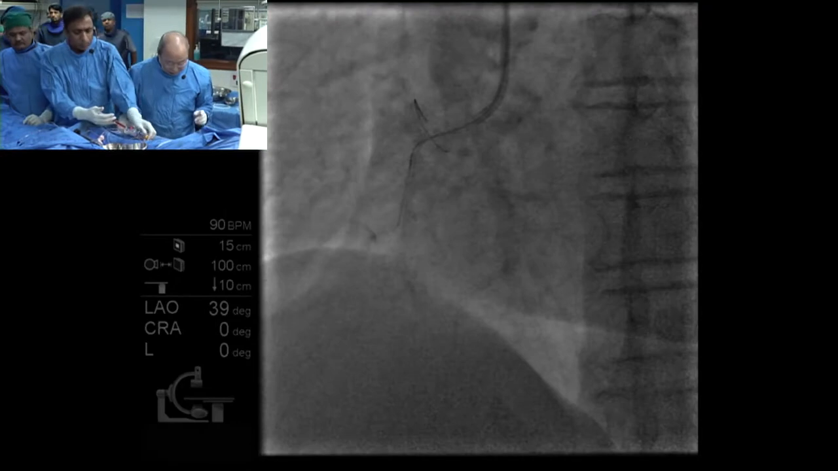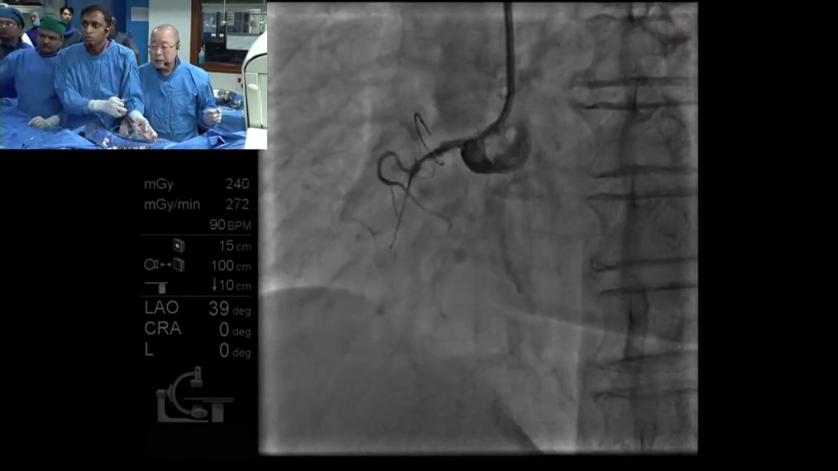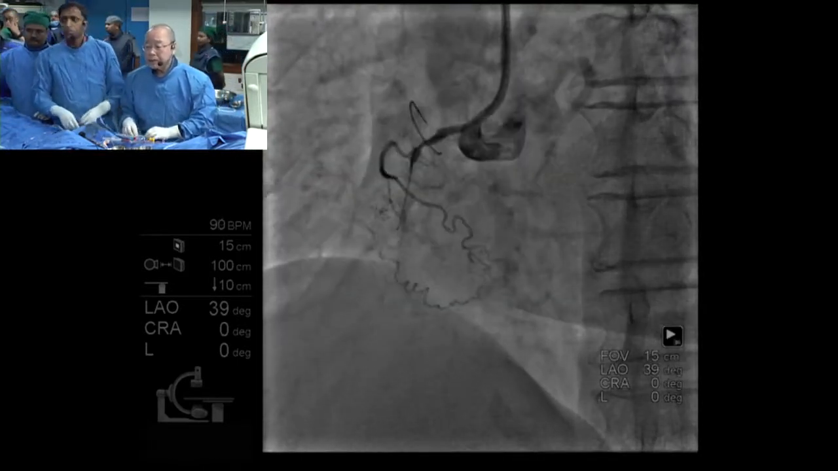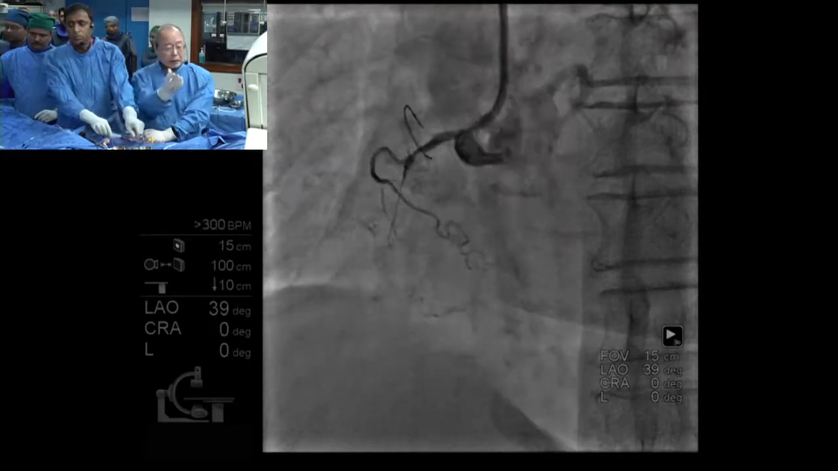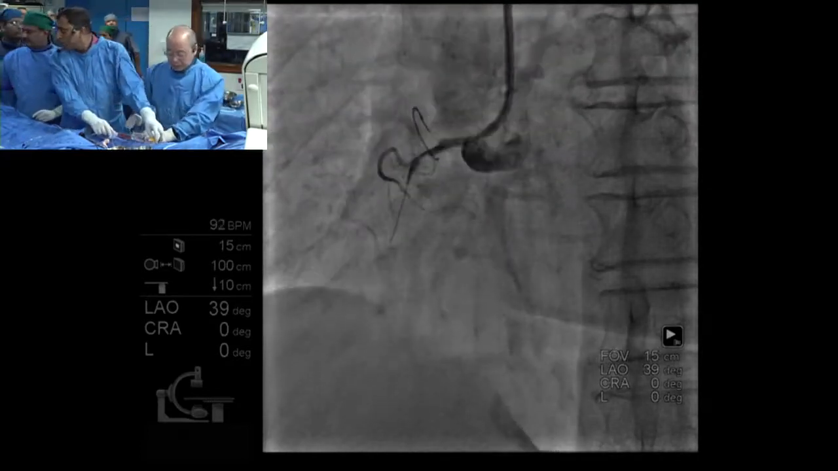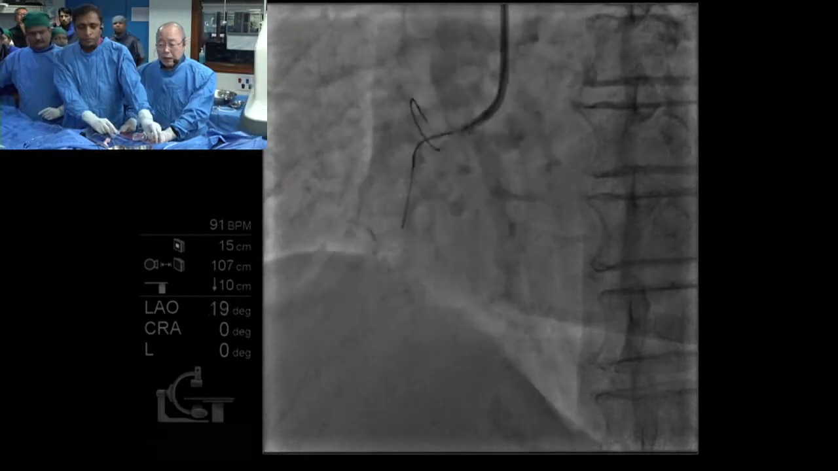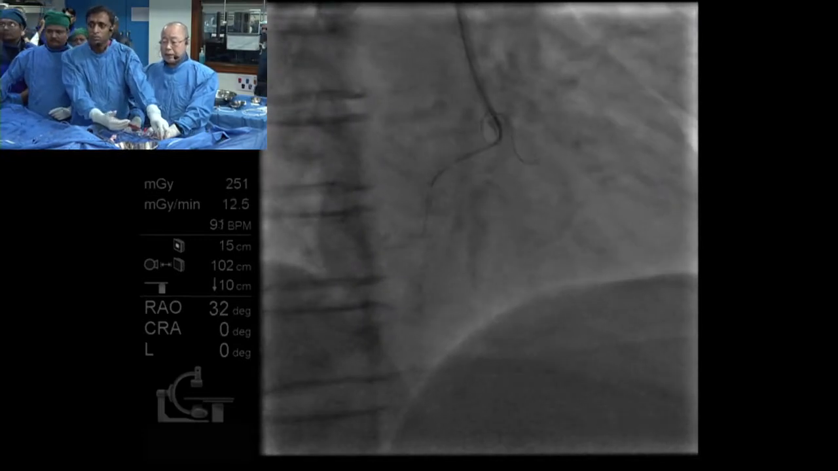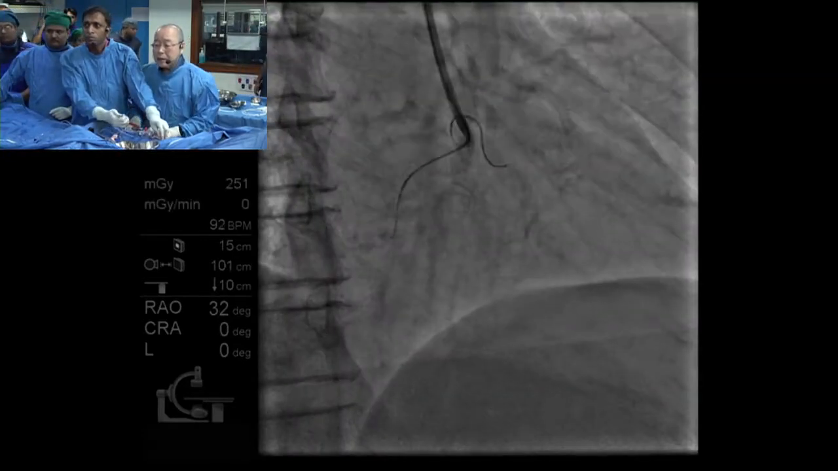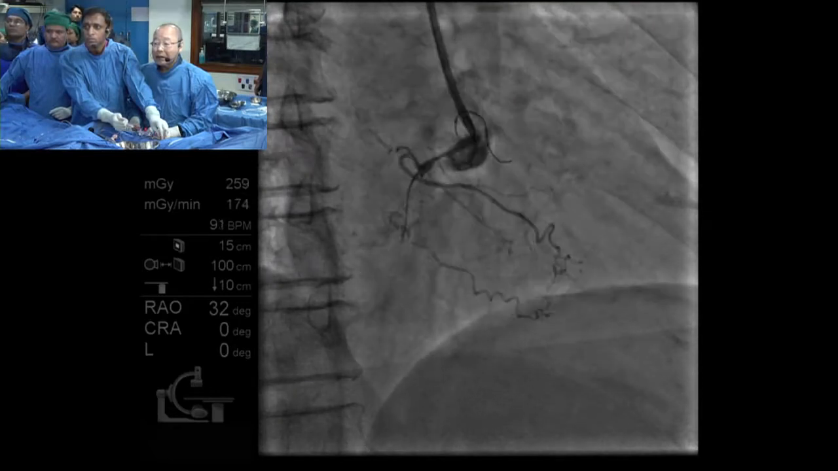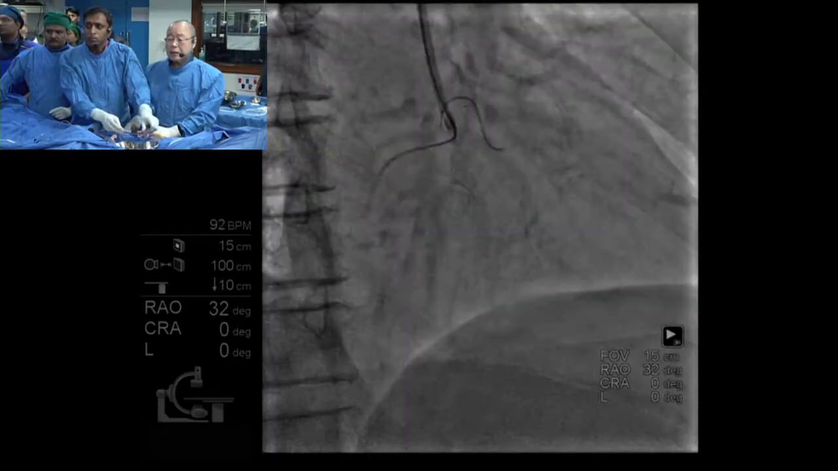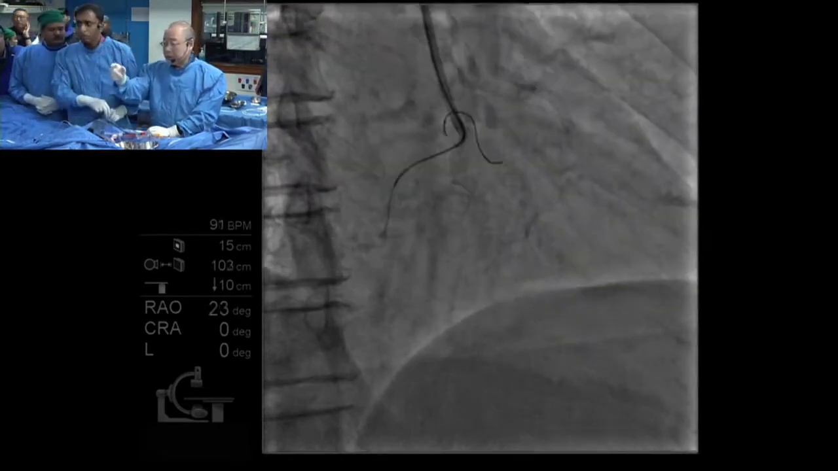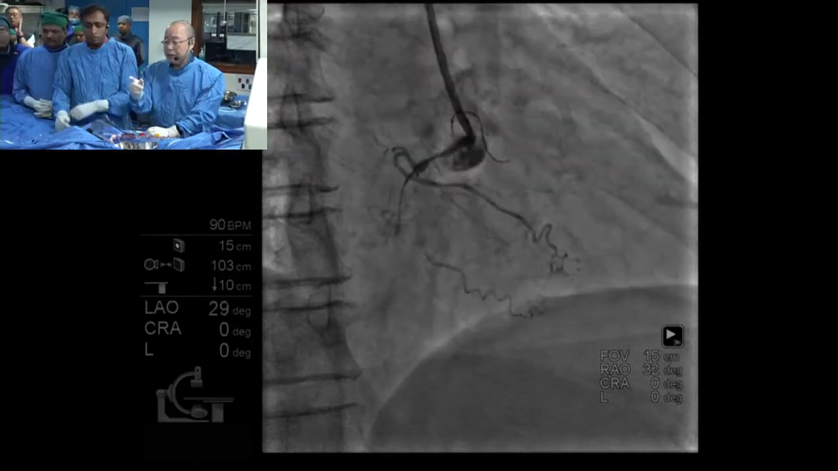Okay, shall we take a picture? Yeah, this is subintimal, right? Yeah. And in this approach, once the wire goes subintimal, what's the plan? Do you want to put in another wire, or just use the same wire? I want to try the same wire. Okay. This projection is good. Okay, come back and replay the previous one.